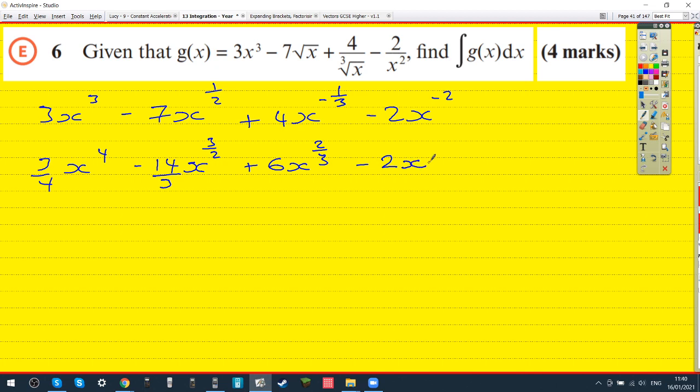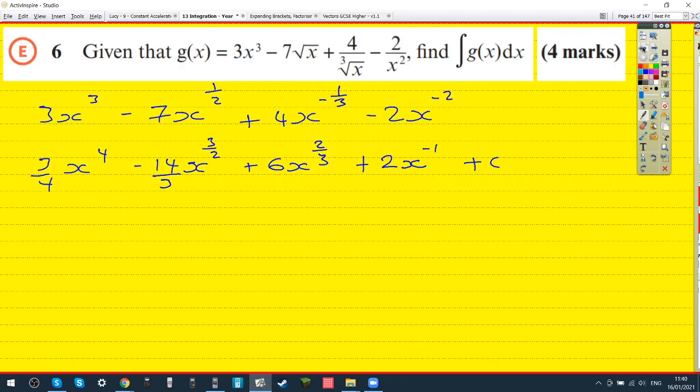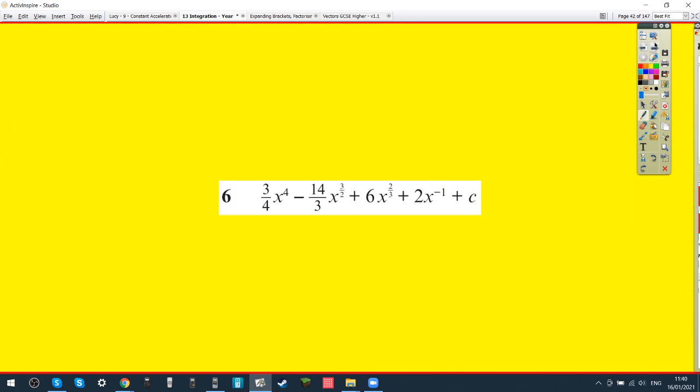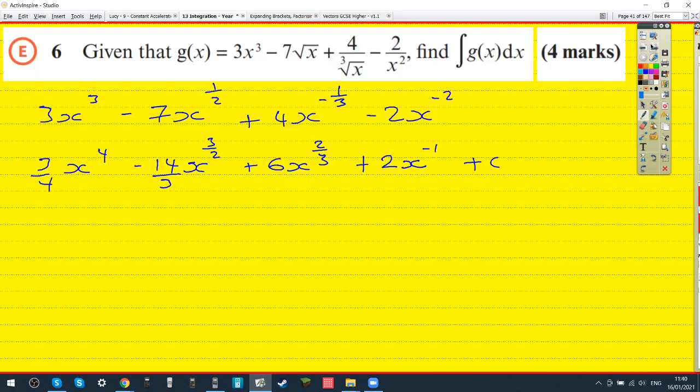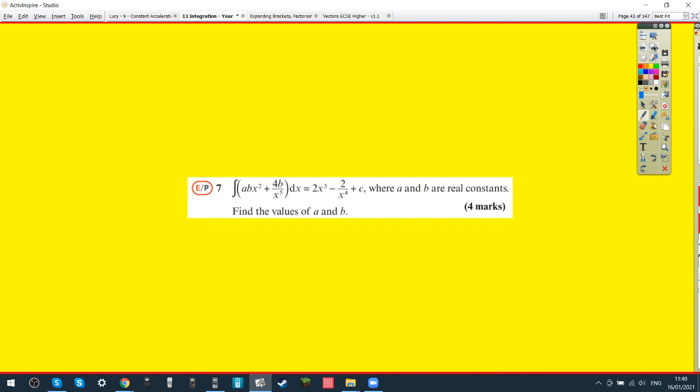I think is it plus 2x to the minus 1? Oh yeah, and then you multiply, which gives you positive, and then plus c. Let me see this: 3/4 x to the 4 minus 14/3 x to the 3/2 plus 6x to the 2/3 plus 2x to the minus 1 plus c. Yeah, so that one minus minus.